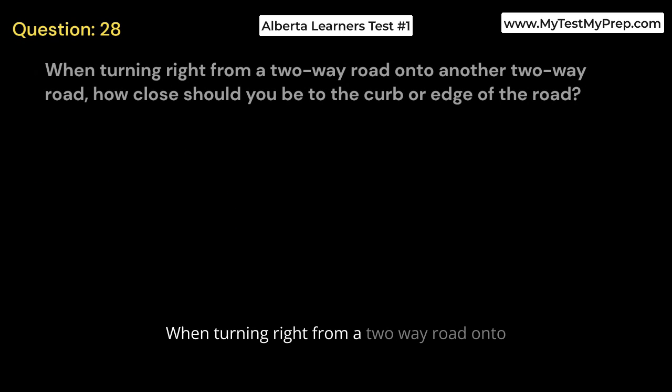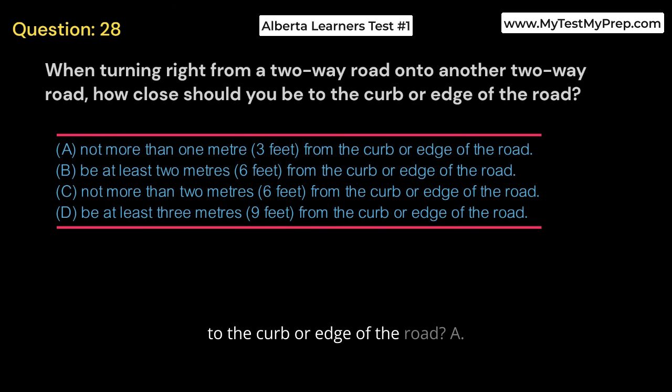When turning right from a two-way road onto another two-way road, how close should you be to the curb or edge of the road? A. Not more than 1 meter, 3 feet, from the curb or edge of the road. B. Be at least 2 meters, 6 feet, from the curb or edge of the road. C. Not more than 2 meters, 6 feet, from the curb or edge of the road. D. Be at least 3 meters, 9 feet, from the curb or edge of the road. Answer A. Not more than 1 meter, 3 feet, from the curb or edge of the road.